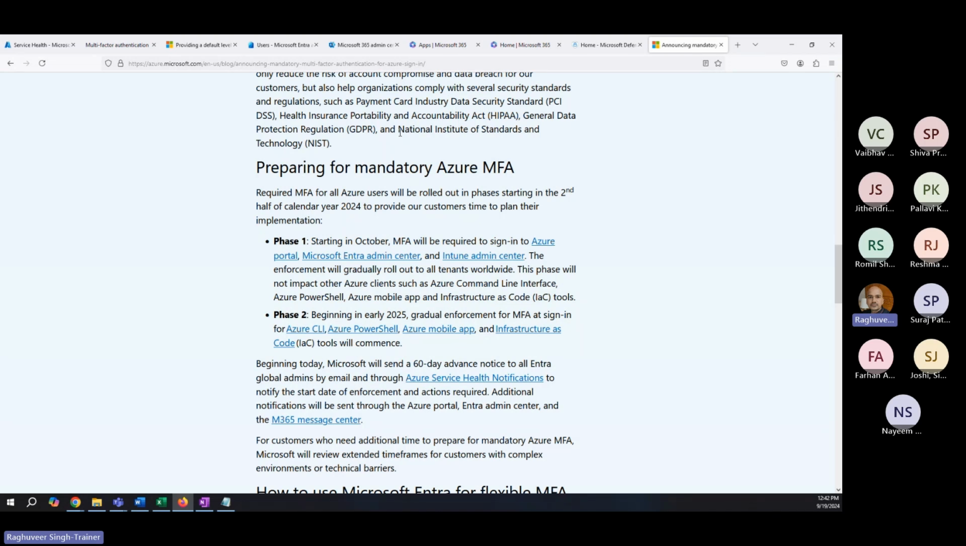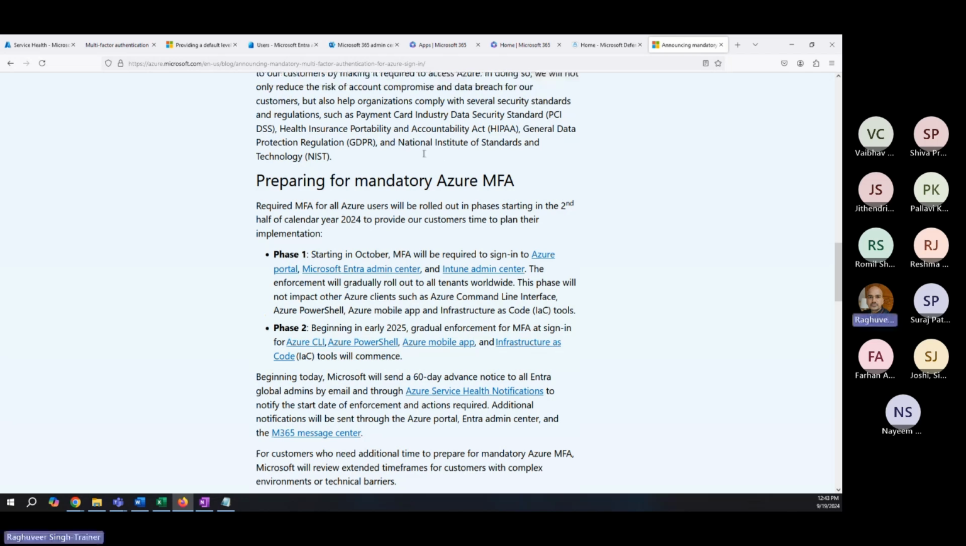But now with this setting in place, you will not be able to disable security defaults, or security defaults will be replaced with some other capability wherein it will be mandatory to configure MFA for all member and guest users from day one. That's how it will happen.